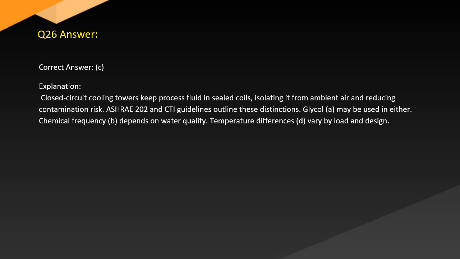Answer. Correct answer: C. Explanation. Closed circuit cooling towers keep process fluid in sealed coils, isolating it from ambient air and reducing contamination risk. The ASHRAE 188 and CTI guidelines outline these distinctions. Glycol may be used in either. The chemical frequency, B, depends on water quality. Temperature differences, D, vary by load and design.